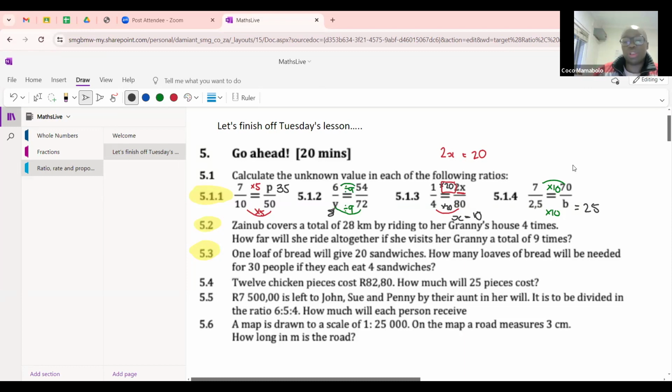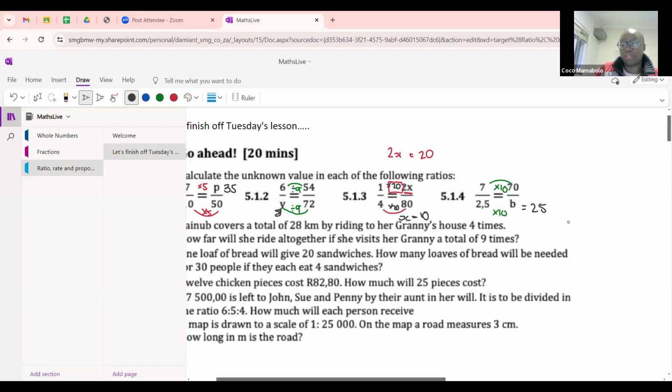All right, Itandile, do you want to do the next 2 questions for me, my darling? Yes, ma'am. Okay, excellent. Let's look at 5.2. It says, Zanoop covers a total of 28 kilometers by riding to her granny's house 4 times. How far will she ride altogether if she visits her granny a total of 9 times? Right, so we need to set up a ratio, or a rate in this case. I know that for every 28 kilometers, she drives to her granny's house 4 times.